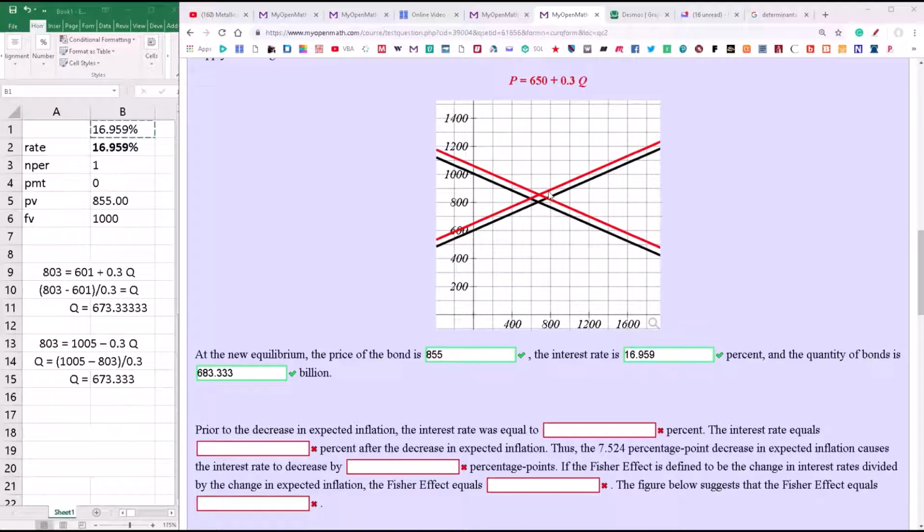So this is our new supply curve. This is our new demand curve. The quantities didn't change that much. The quantity of bonds in equilibrium didn't change that much, but the price went up substantially.